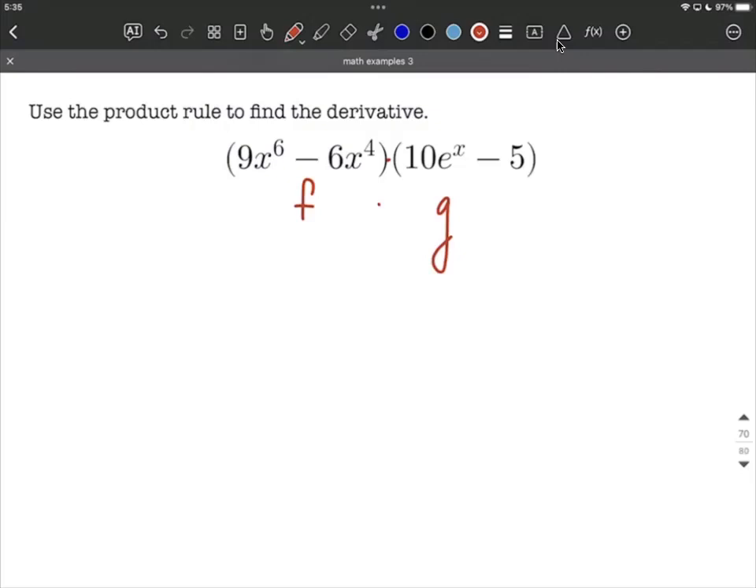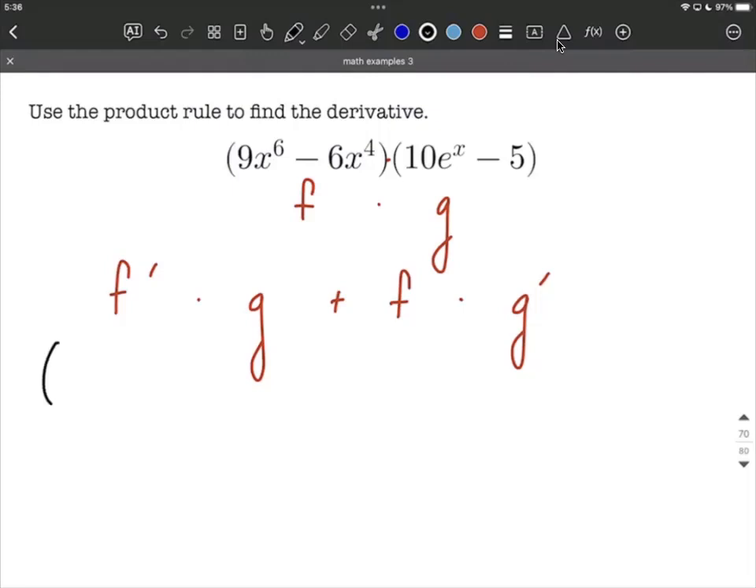So the product rule says you take the derivative of one of these, then you multiply it by the other function. To that you add the original function multiplied by the derivative of the second function. So as we get going on this, let's first look at the derivative of f.